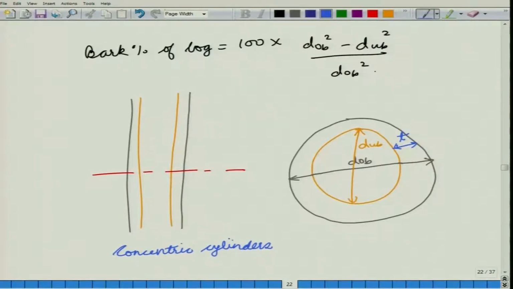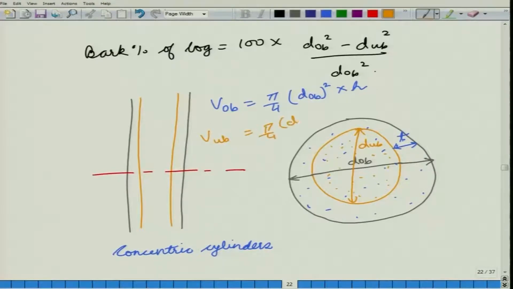If it were some other form, we would just have to multiply it by the form factor. So, now if we consider this situation, what is the volume over bark? Volume over bark is given by pi by 4 D over bark square multiplied by the height. So, it is this volume. What is the volume under bark? When we talk about volume under bark, we are talking about this volume. So, this is equal to pi by 4 DUB square multiplied by the height.